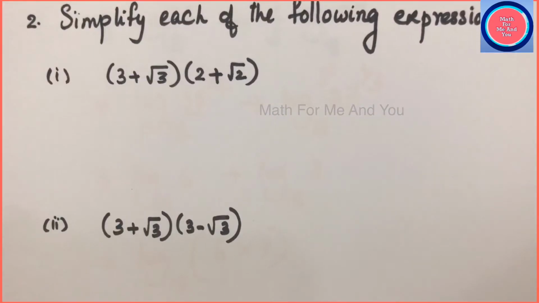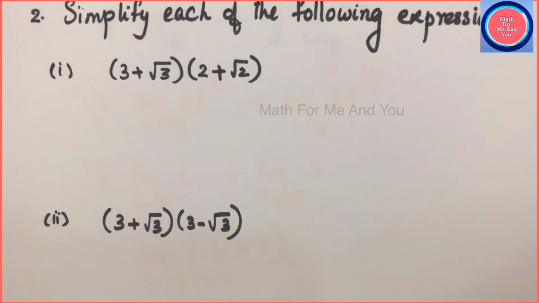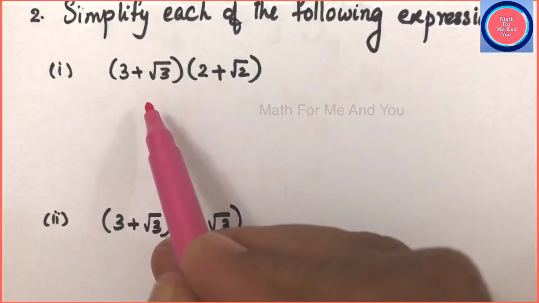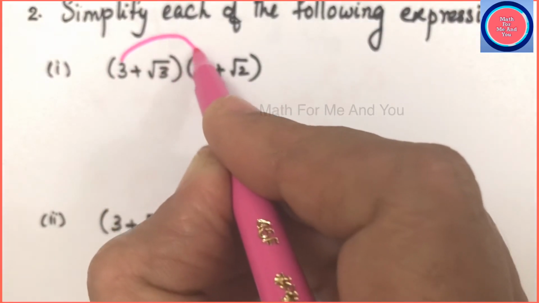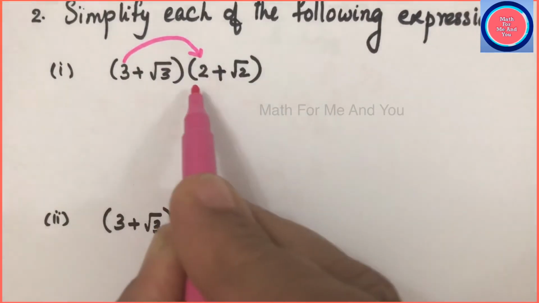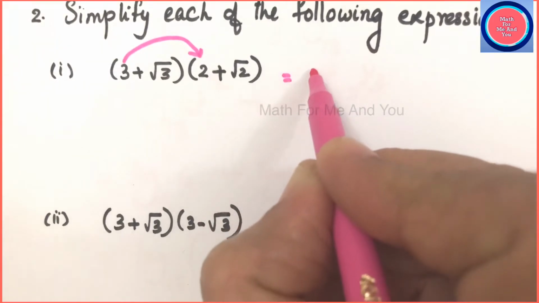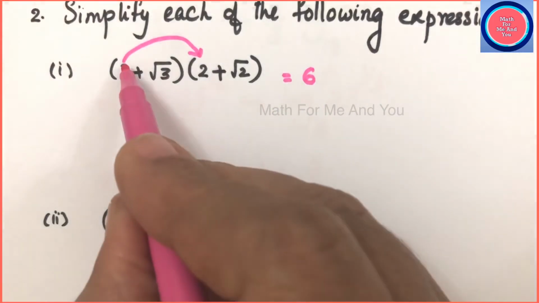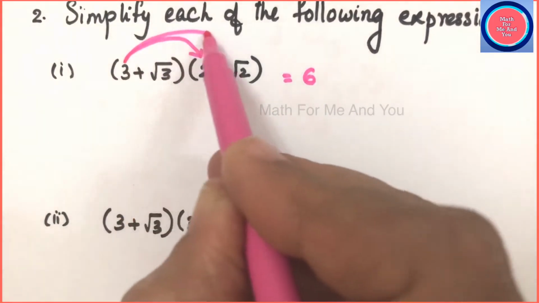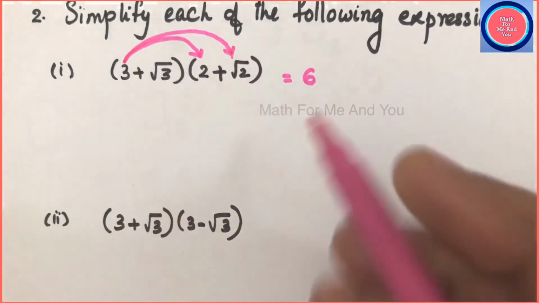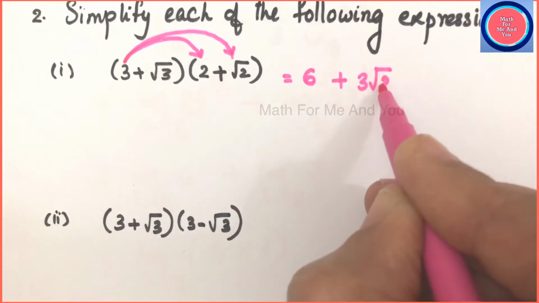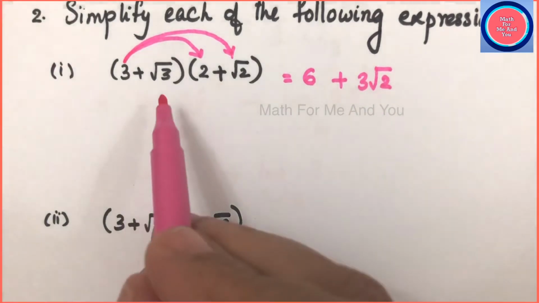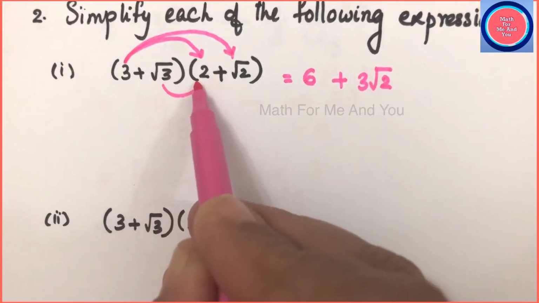The second question is: simplify each of the following expressions. (3 plus root 3) times (2 plus root 2). There are 2 terms in each bracket. So we start multiplying the first term in the first bracket with all terms in the other bracket. 3 times 2 is 6. 3 we multiply with root 2, so it is 3 root 2. We have to write the result. Next we multiply root 3 with the 2.